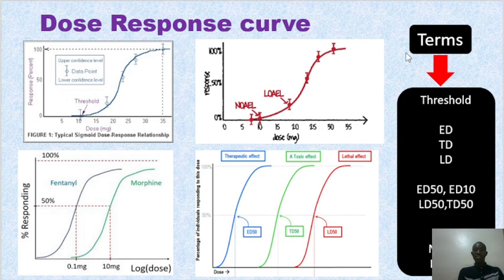Then, as we shall be discussing, we shall find various terms like threshold, effective dose, toxic dose, lethal dose, effective dose 50, effective dose 10, effective dose 90, toxic dose 90, toxic dose 50, and we shall talk about finally NOAEL and LOAEL just within this graph. So by the end of this lecture, we have discussed all these 4 graphs, and these are important graphs in toxicology.